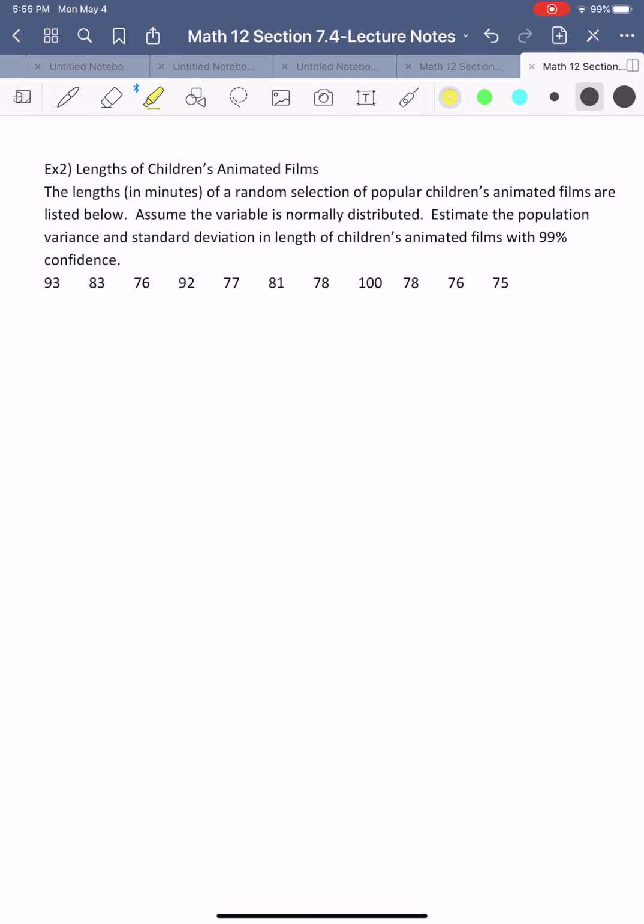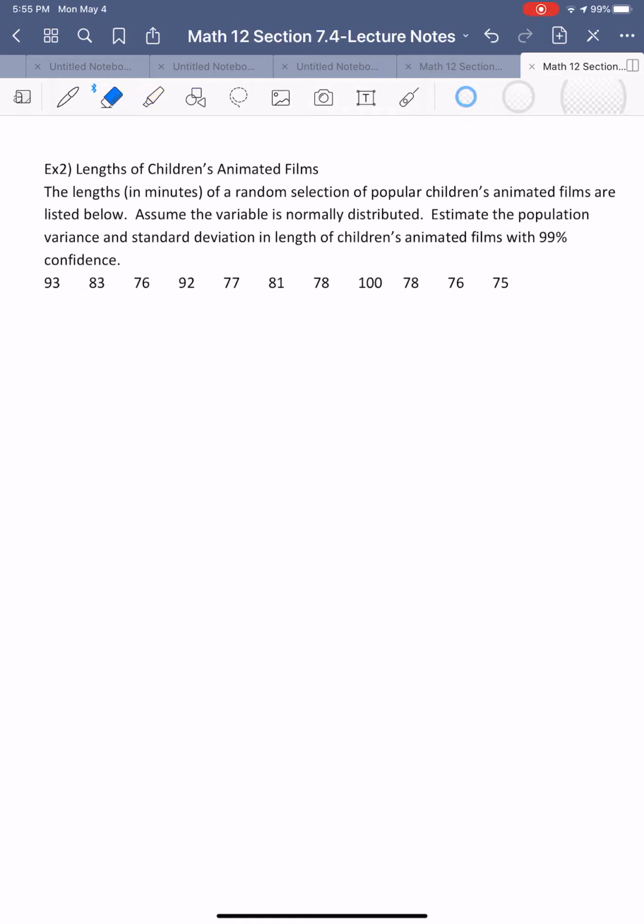Alrighty, so let's take a look at the problem. In the problem, we have data: the length of children's animated films. The lengths in minutes of a random selection of popular children's animated films are listed below. Assume the variable is normally distributed. Estimate the population variance and standard deviation in length of the children's animated films with 99% confidence.